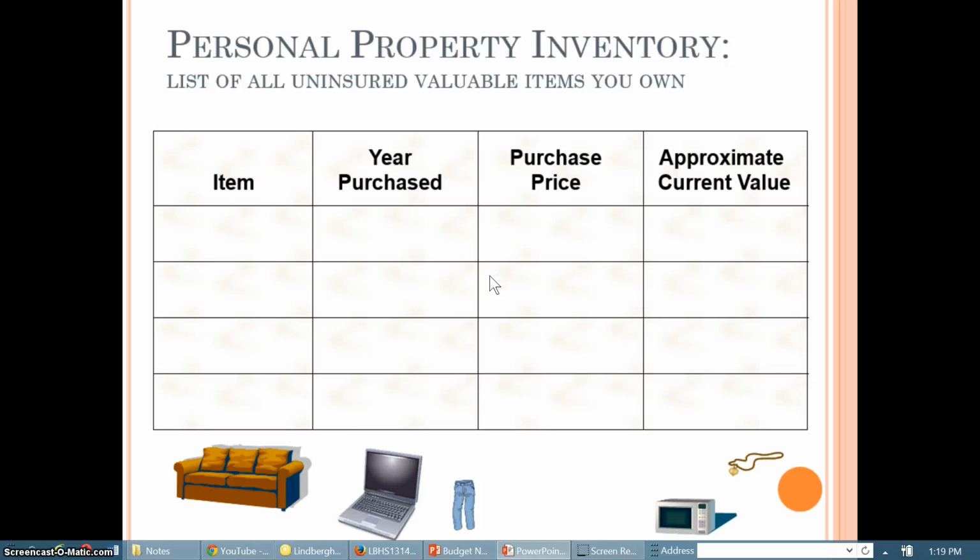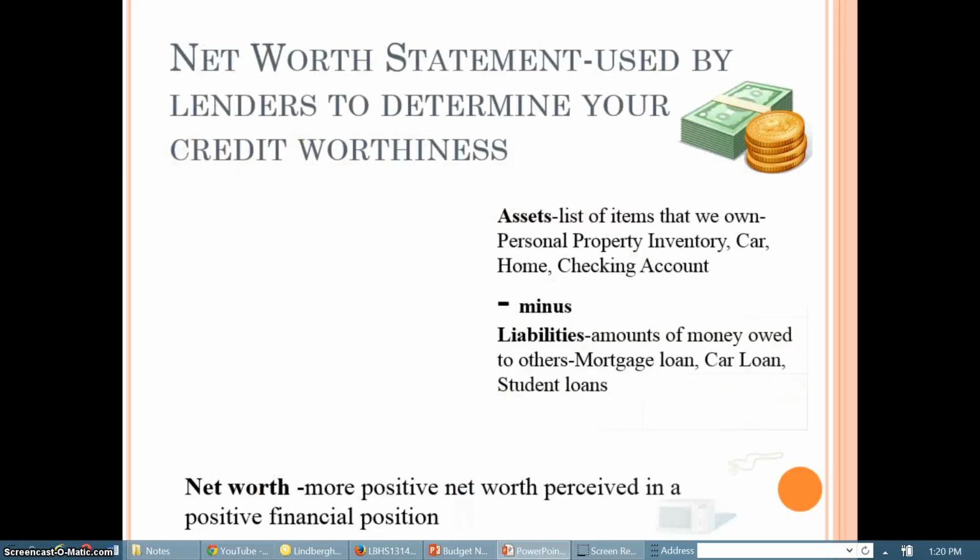You could do this in several different ways. This could be done in an Excel spreadsheet. It could be done by videotape. You could have pictures of these items and then keep them in a safe place, maybe on a SanDisk in your safety deposit box or in your fire safe. When you count all of them together and you have a cumulative total of your personal property, this now becomes an asset under your net worth statement.